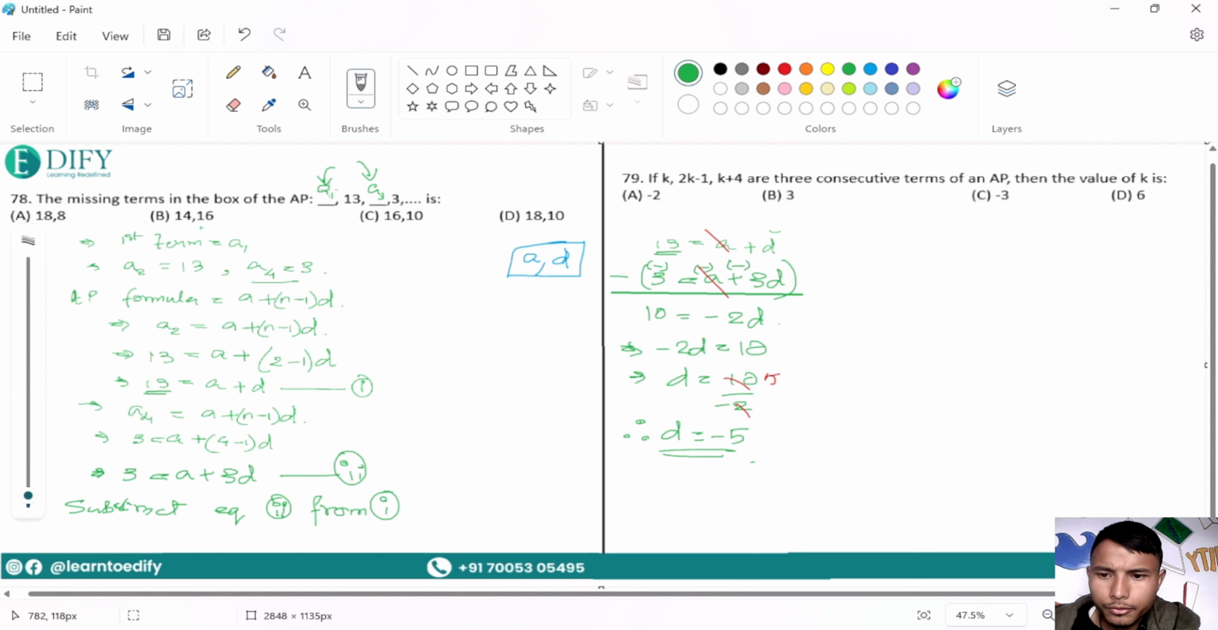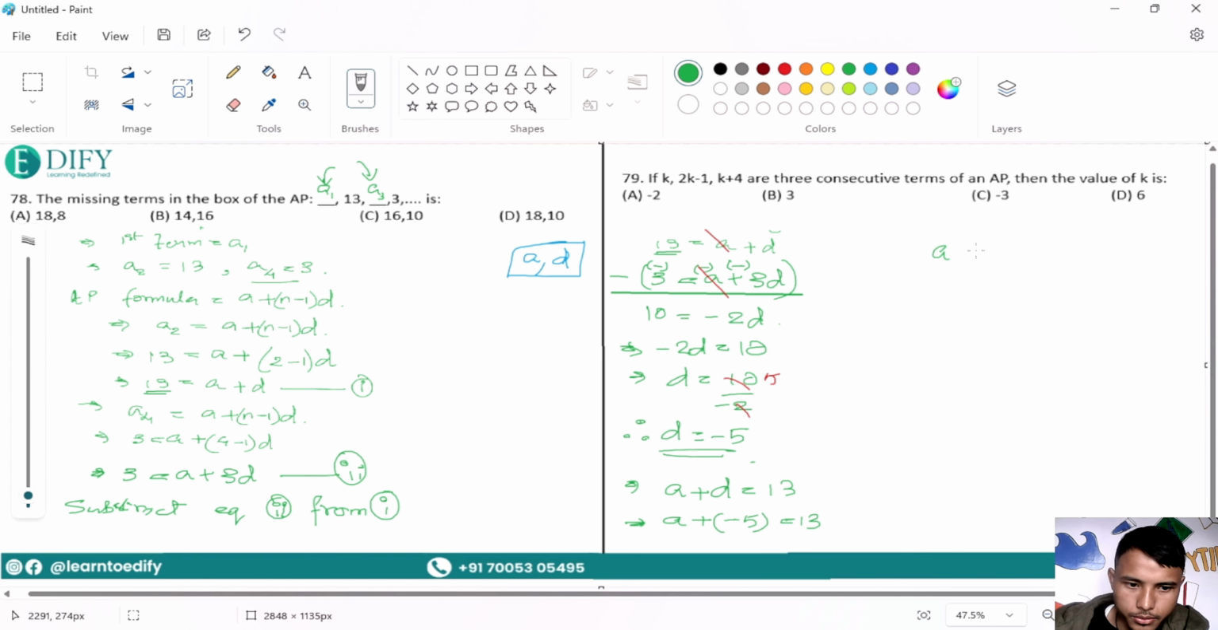Okay. Now can you find out A? Yes. Put the value of D in any equation. Let's say equation 1. So that implies A plus D is equal to 13. Then that implies A plus, in bracket, minus 5, is equal to 13.